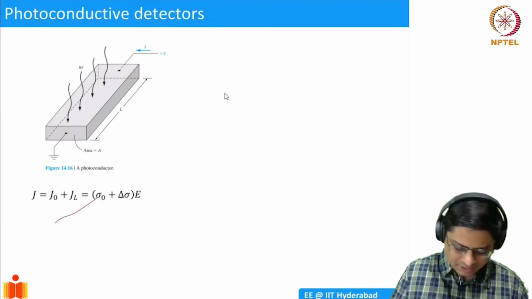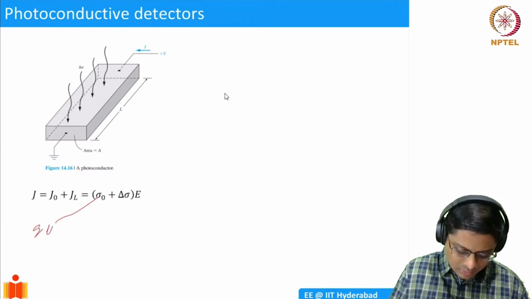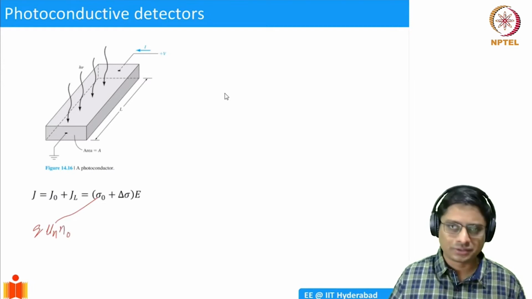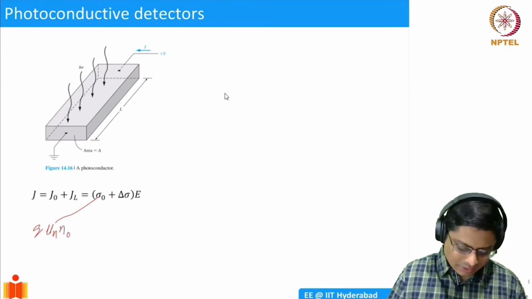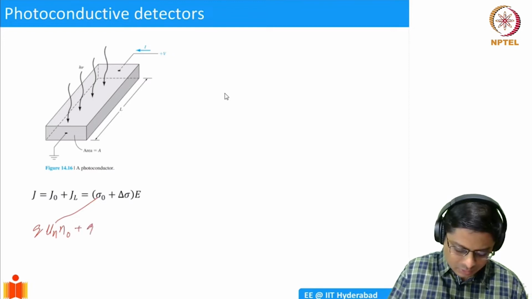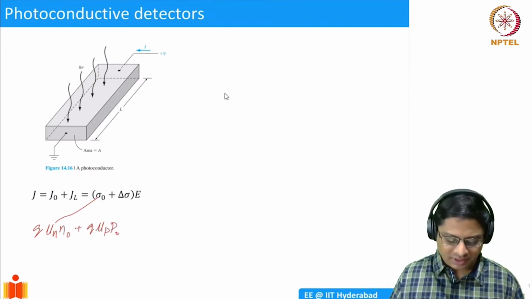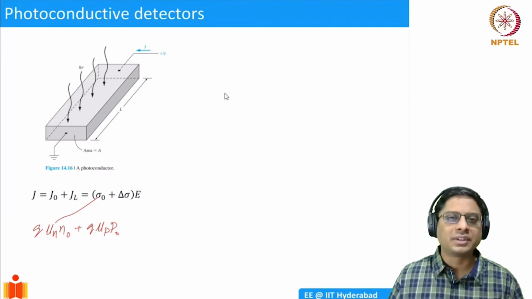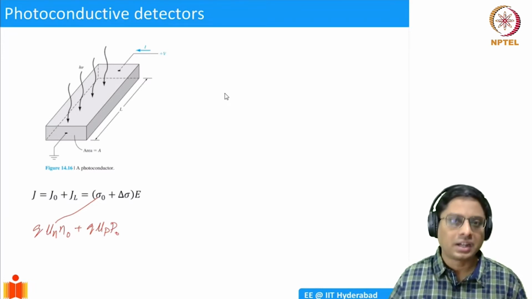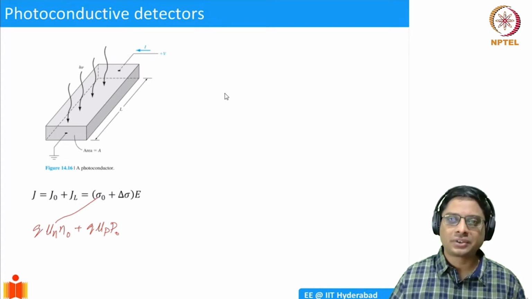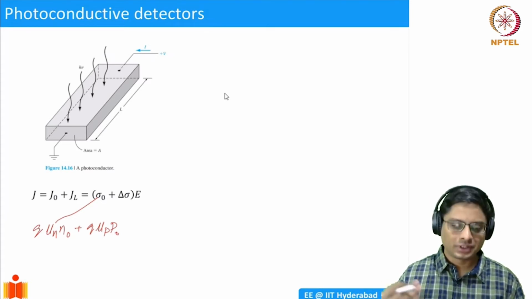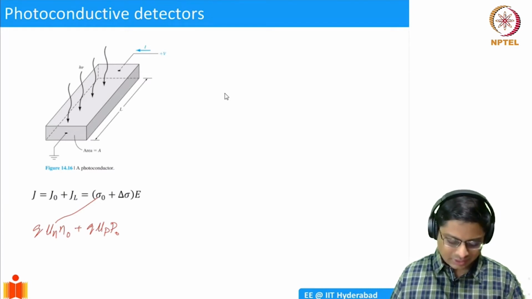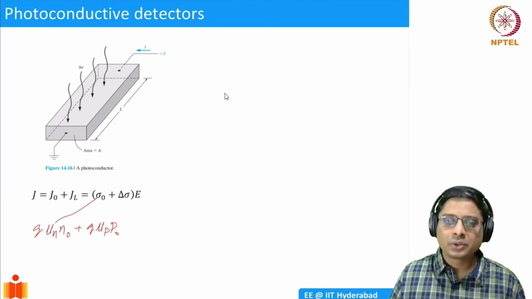This sigma would be, we have seen it multiple times, Q times the mobility of the carriers times the concentration of the carriers. Let's say there's n naught of electrons there. Mobility is mu n, so Q mu n n naught plus Q mu p p naught. So these are the equilibrium concentrations of the semiconductor. You will see some current that flows in the semiconductor. Now, when you shine light, you're going to produce additional electron hole pairs, and they're also going to cause current.